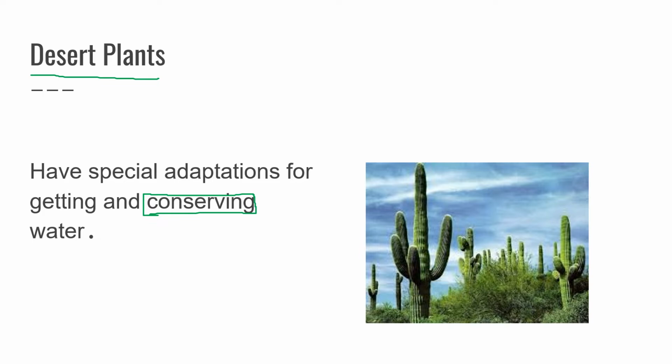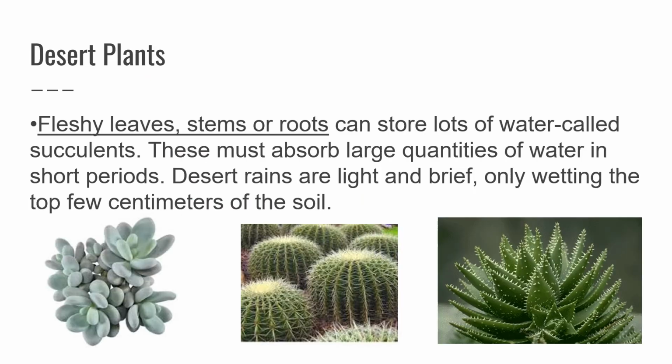Okay, so typically plants dry out pretty easily, right? If you've ever had a garden or tried to grow flowers in a pot or plant something, you know that if you don't water it for a long period of time, eventually the flowers begin to wilt and the plant begins to die. So plants that grow in the desert have to have special adaptations to be able to get the water and then keep it without them drying out. One of the things they do is they have what we call fleshy leaves, stems, or roots. Basically, this just means they're really thick. They have a lot of kind of like stuff on the inside.